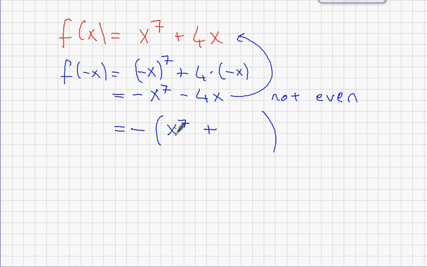So minus times x to the power 7, minus times plus 4x will be minus 4x. So right now, look at the things you see here. Are they the same as the first one? So we say that it is an odd function.